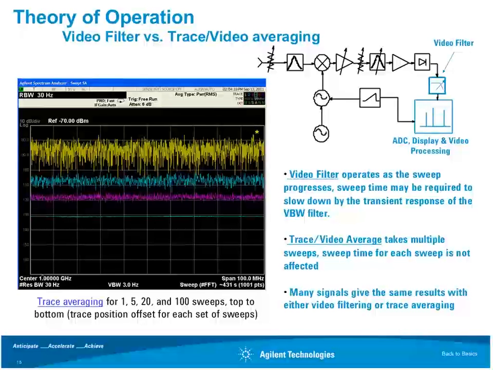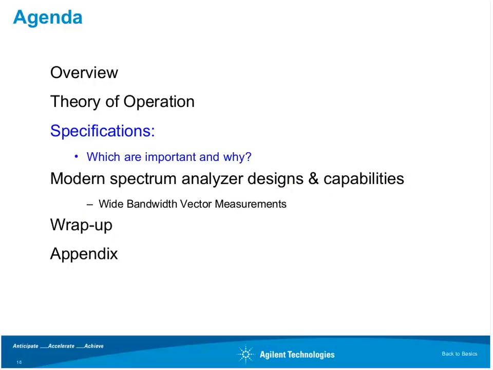If you added up the cumulative time of doing all these averages, it might not be too different than a single sweep of video filter, but the difference is you've taken multiple sweeps, and so you converge on this average value. So again, it's just another tool that's available, and depending on the kind of signal we're looking at, you might prefer to use video filtering or video averaging.